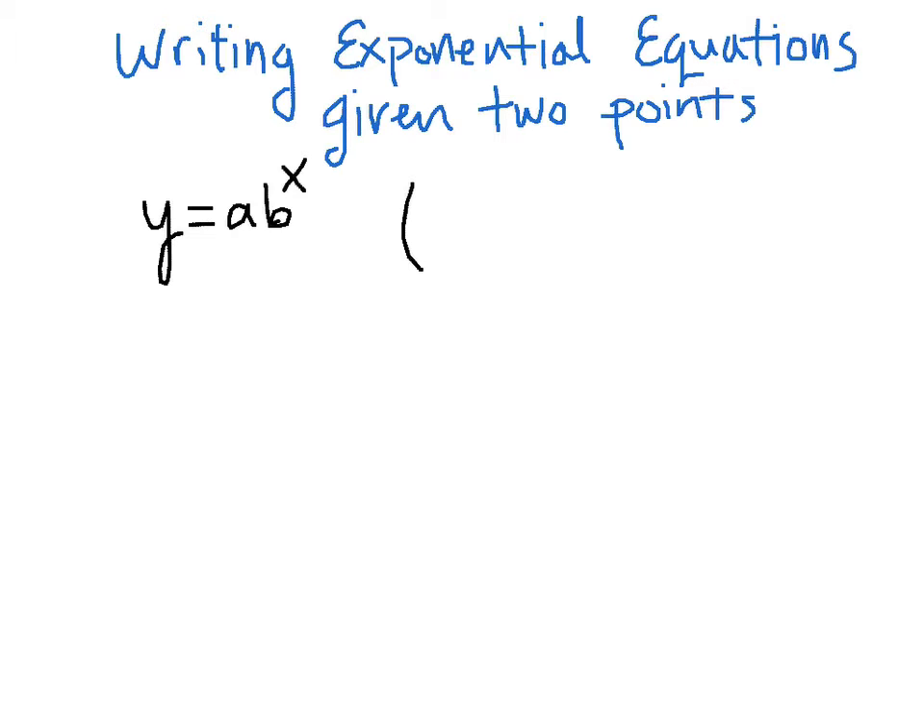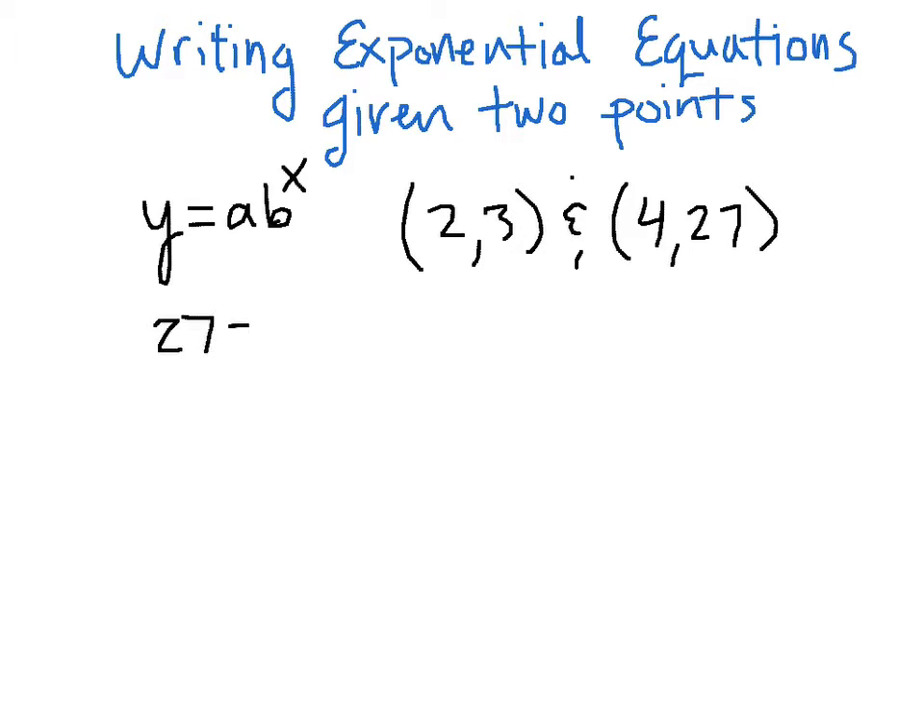So we're going to use the point 2, 3 and the point 4, 27. So our first step is to write an equation involving x and y using this form. So I'm going to put y in for y, x in for x: 27 equals a b to the 4th, and I'll do the same for the second equation using the point 2, 3: 3 equals a b squared.